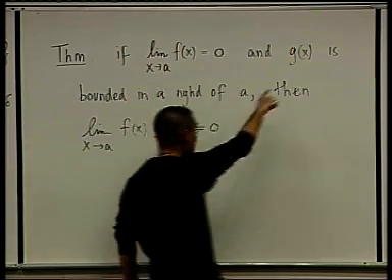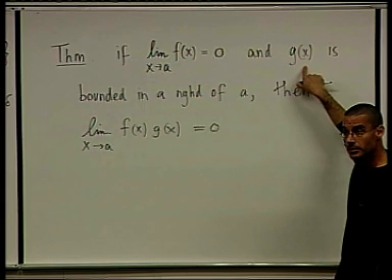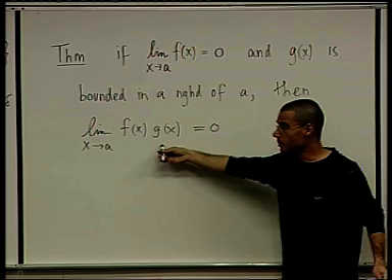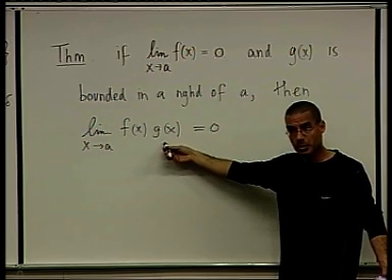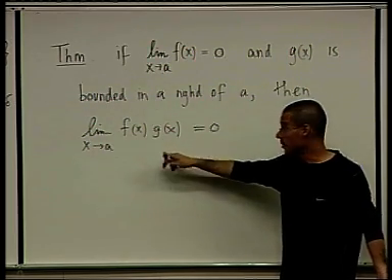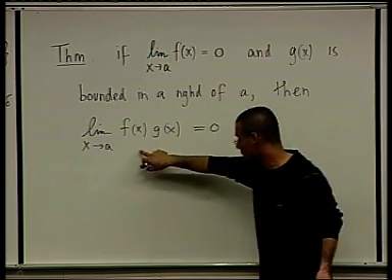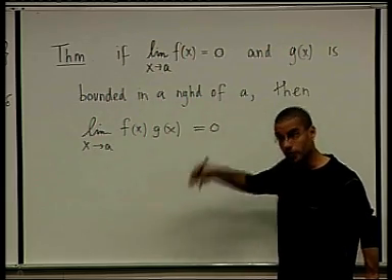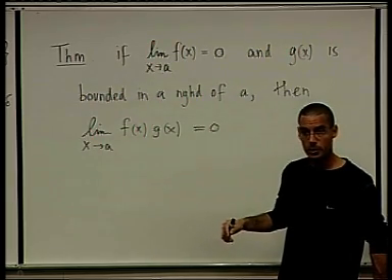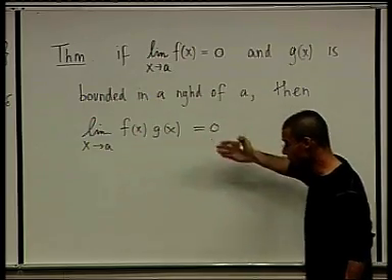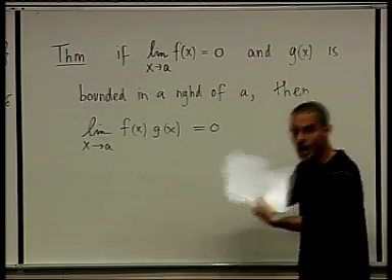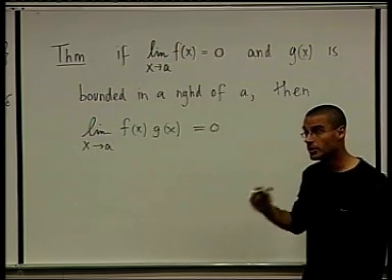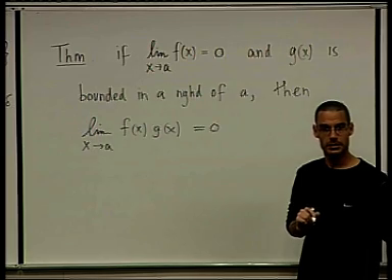If g had a limit, L, whatever that limit were, this statement would be trivial from arithmetics. Do you agree? If f goes to 0 and g goes to L, then the product goes to 0 times L, which is 0. Do you agree? So the reason for this theorem to say something beyond arithmetics is that here I'm not assuming at all that g has a limit. In particular, it can not have a limit. Okay?